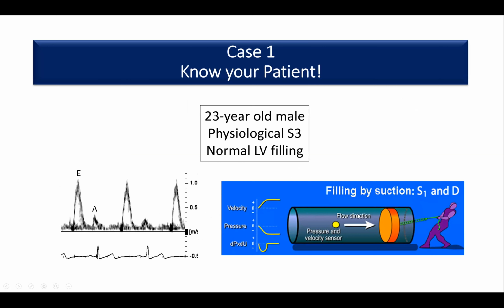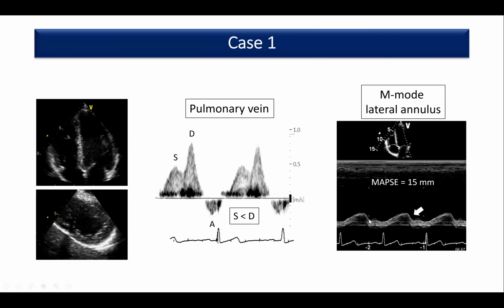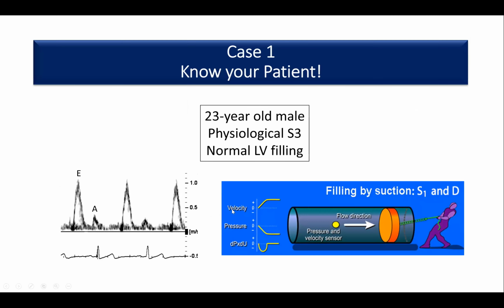And this is what we call filling by suction. This patient is a 23-year-old male who has a physiological S3, who has normal LV filling. And what do we mean by filling by suction? It is that as soon as the mitral valve opens here, you can see the LV, which has superb relaxation properties, like you saw here by M mode, sucks the blood from the left atrium. So the blood is sucked quickly into the left ventricle at high velocity.